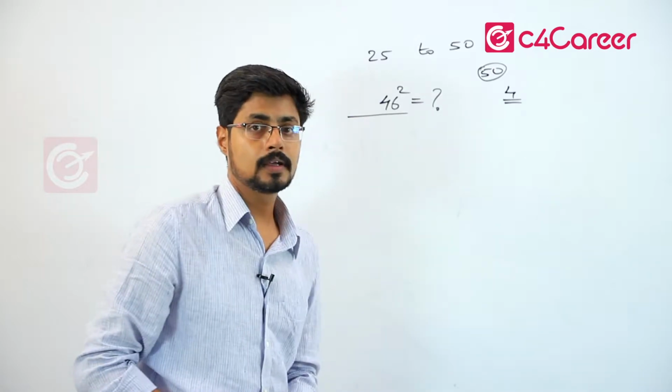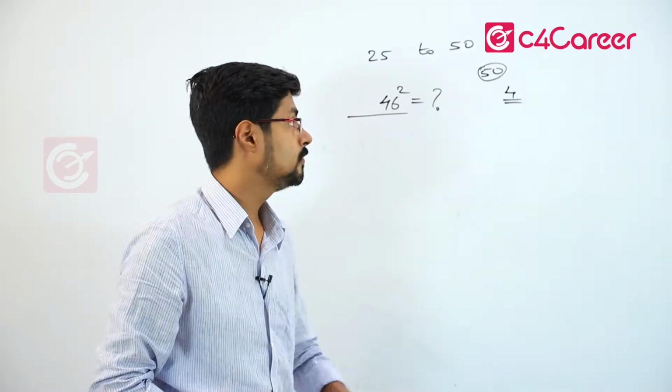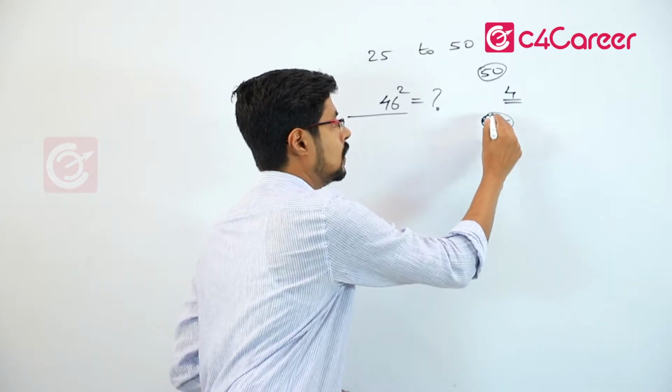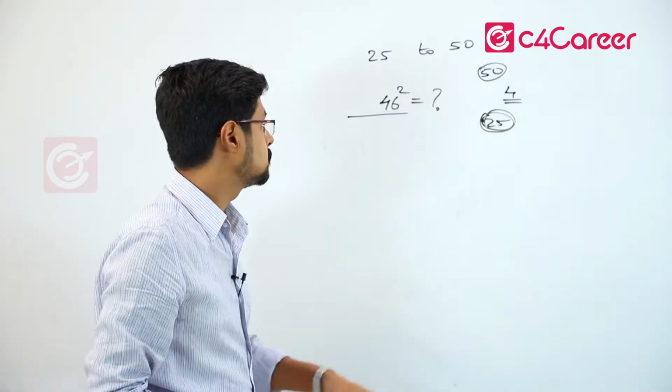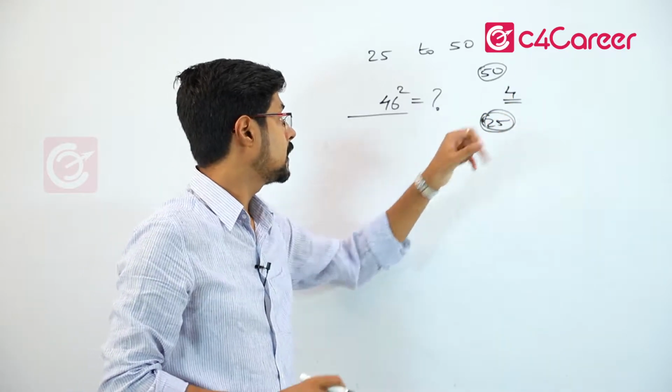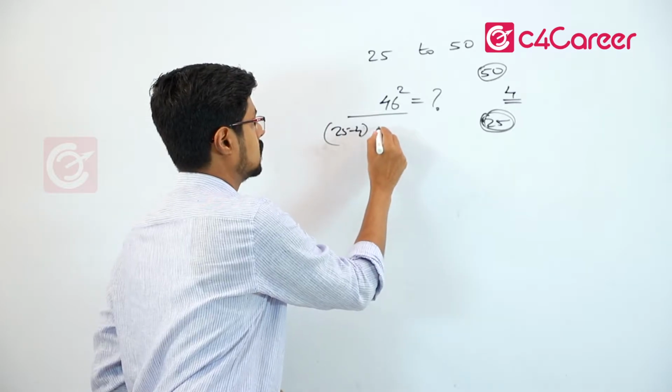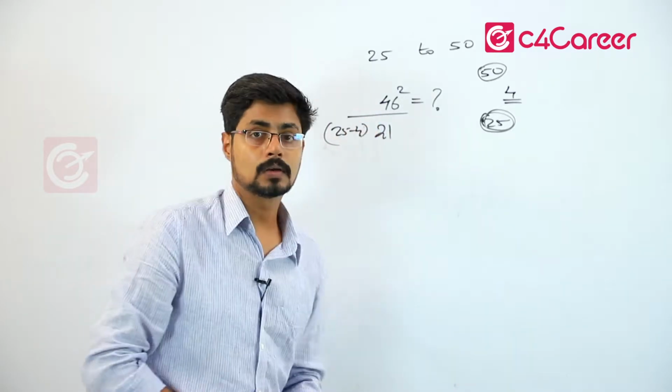Now another important thing I discussed in the last class is, when we take the difference from 50, we always have to remember the fixed number 25. So the first part is now 25 minus the difference, that is going to be 21.